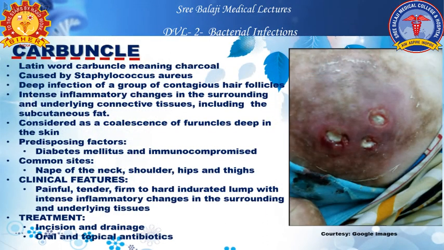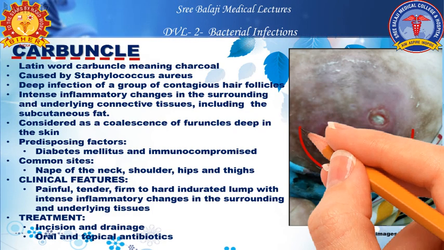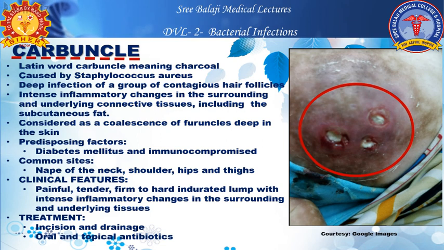Carbuncle is similar to furuncle. In furuncle, a single hair follicle is involved, whereas in carbuncle, contiguous hair follicles are involved. It is one of the important cutaneous markers of diabetes mellitus. The meaning of carbuncle is pyre or charcoal.